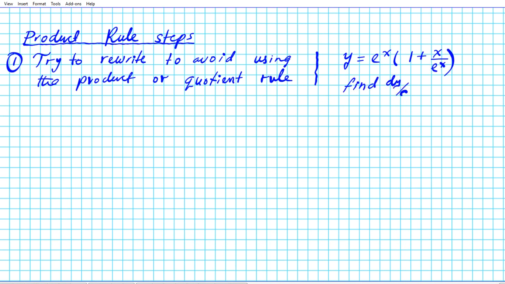The first instinct will be to use the product rule here, since you have a product of two functions. And in the process of using the product rule, you also have to use the quotient rule for the derivative of this quotient right here. So you have to use the product rule and the quotient rule. But if you try to rewrite this function in order to avoid using the product or quotient rule, then you see that it's not that complicated.